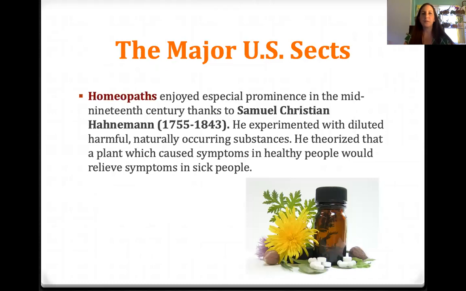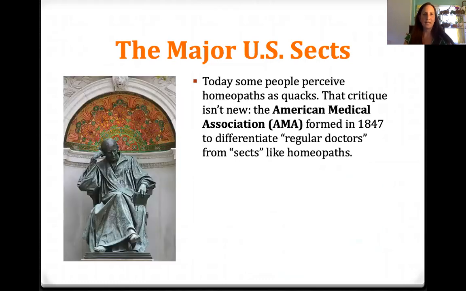Homeopaths were really prominent in the mid-19th century thanks to Hahnemann. He experimented with diluted, harmful, naturally occurring substances and theorized that a plant that caused symptoms in healthy people would relieve symptoms in sick people. This is weird contrapositive logic, and basically he was diluting poisons. You might think of The Princess Bride if you've seen that movie, about building an immunity to iocane powder. It's sort of that kind of a practice.